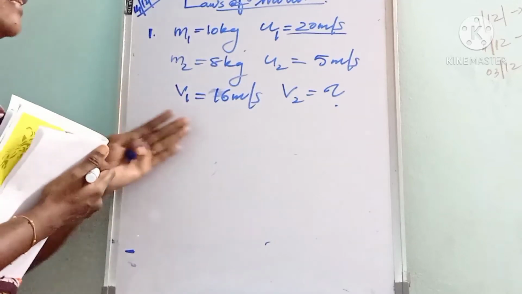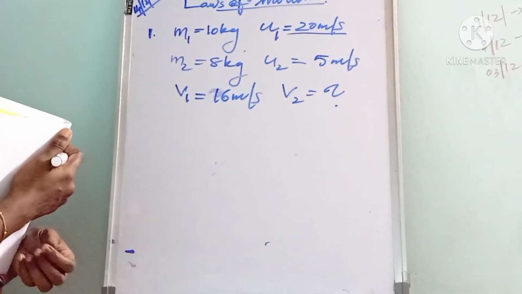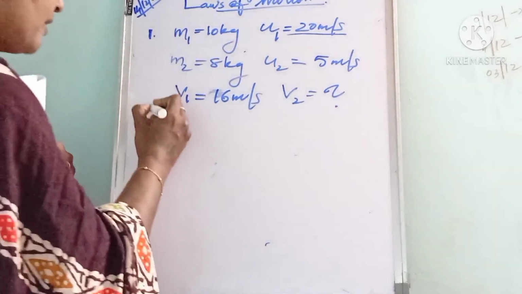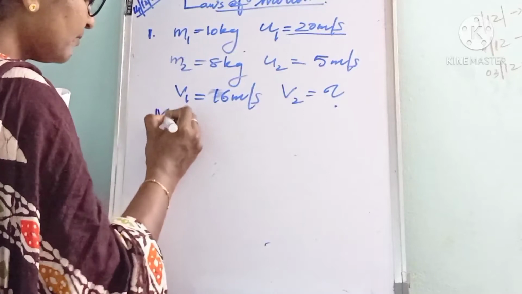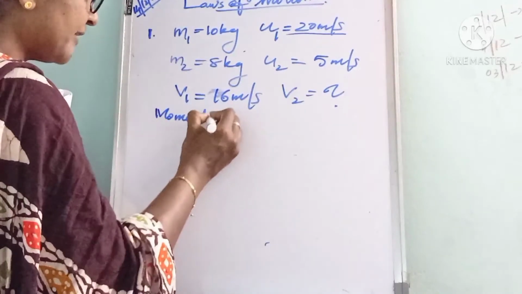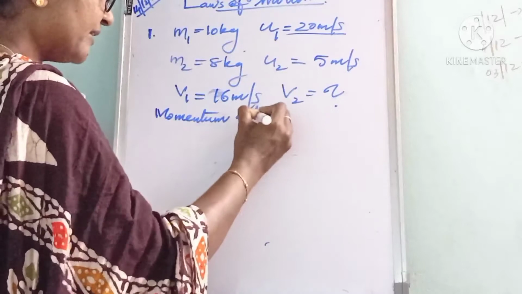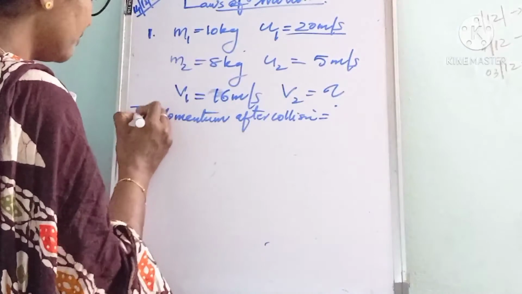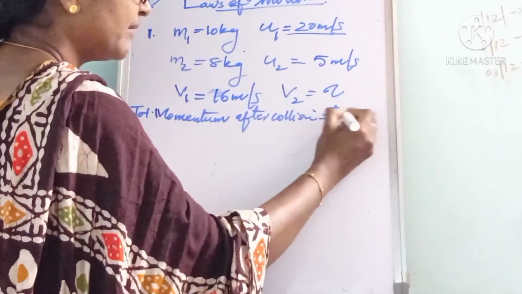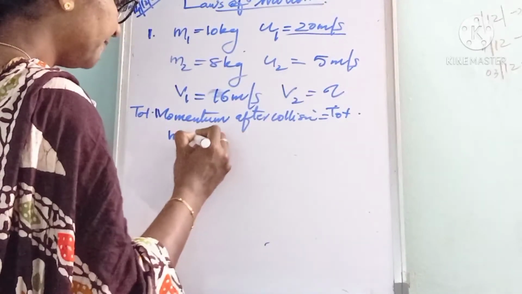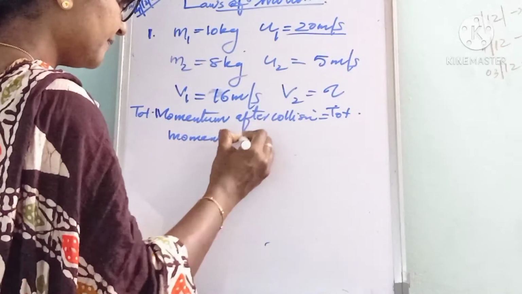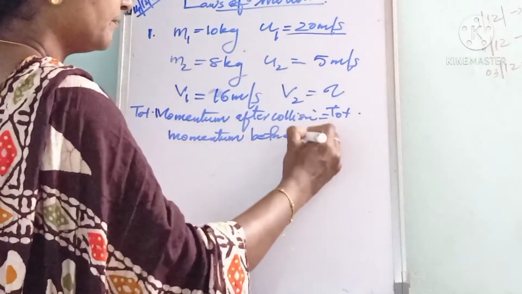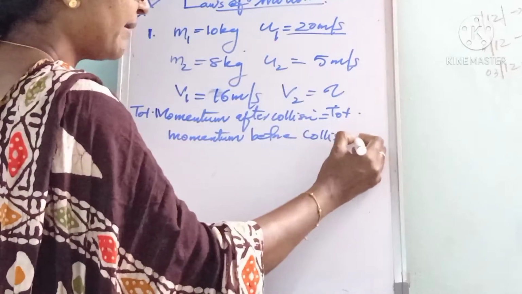Then how we can find this velocity v2? Here we are applying the law of conservation of momentum. Okay, by law of conservation of momentum, total momentum after collision is equal to total momentum before collision. This is actually the law of conservation of momentum. Otherwise, we can say the total momentum remains conserved.